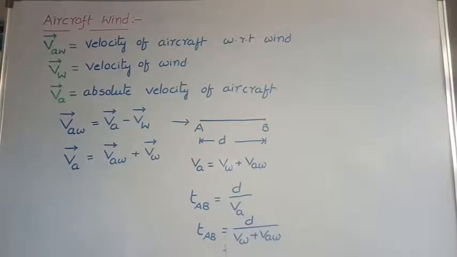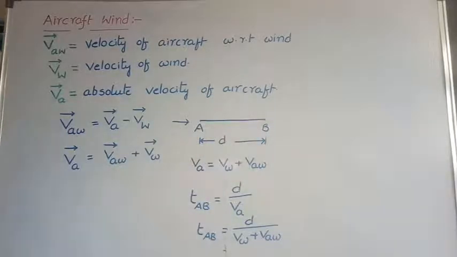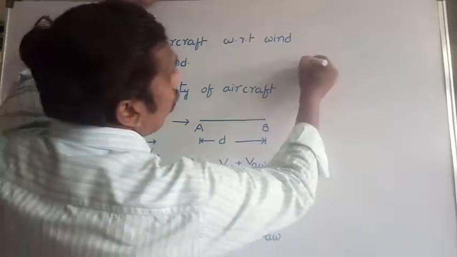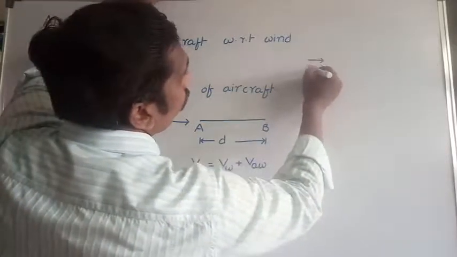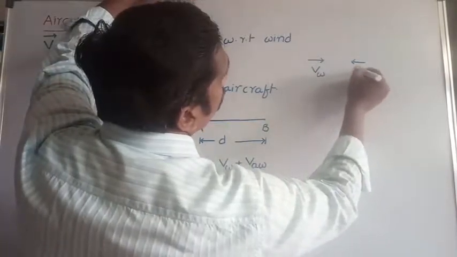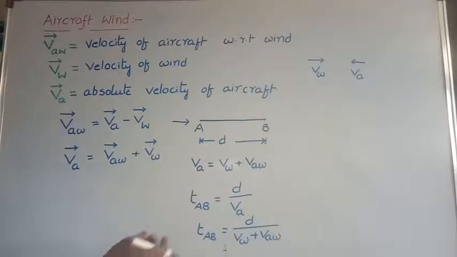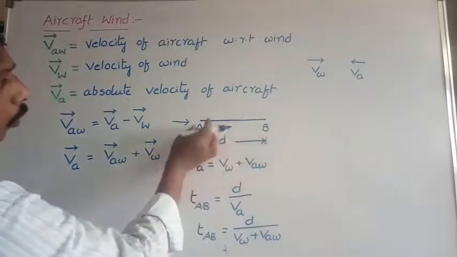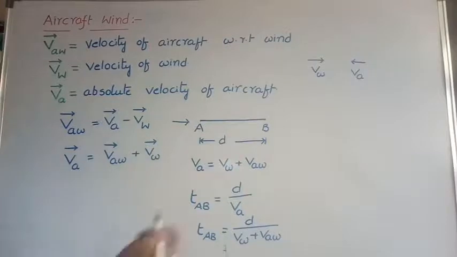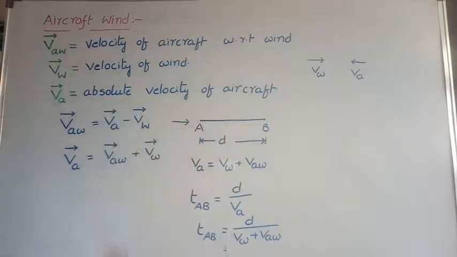Same aircraft now travels from B to A. How much time does it take to travel from B to A? In this case, wind is blowing in this direction and aircraft is moving in this direction. Both are traveling in opposite directions. In the second case, aircraft is moving in this direction, B to A, wind is moving from A to B. So here both are traveling in the opposite direction.